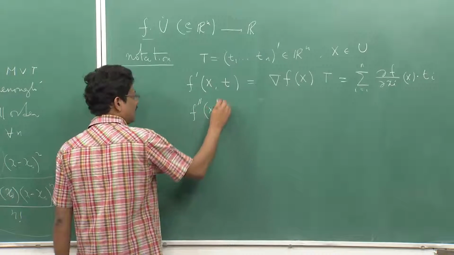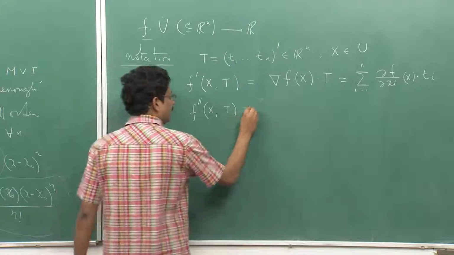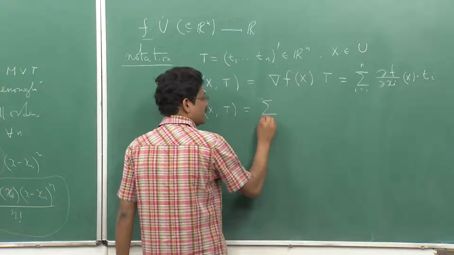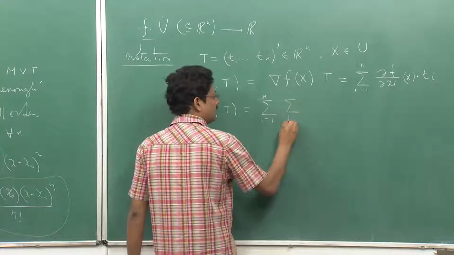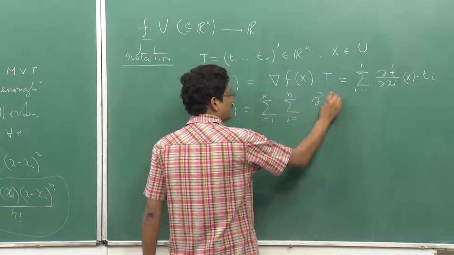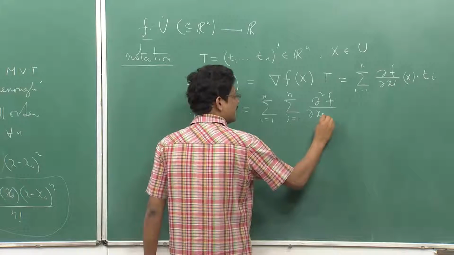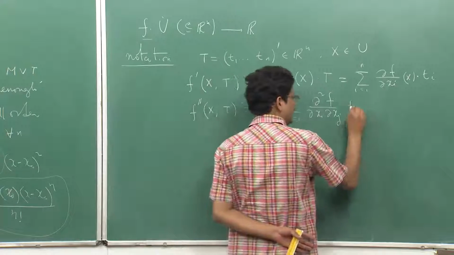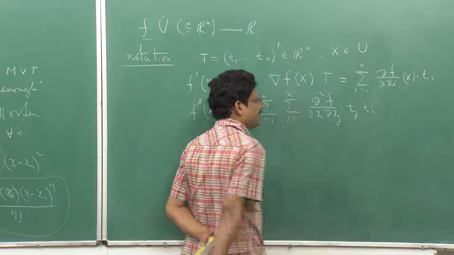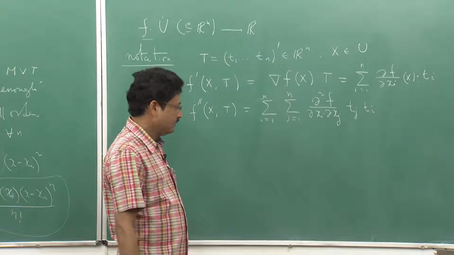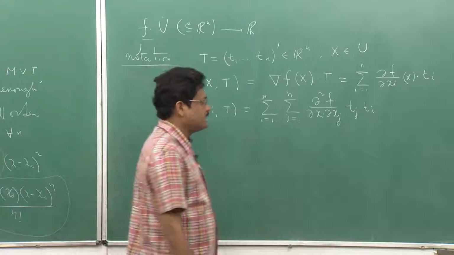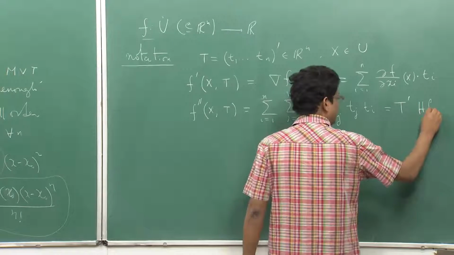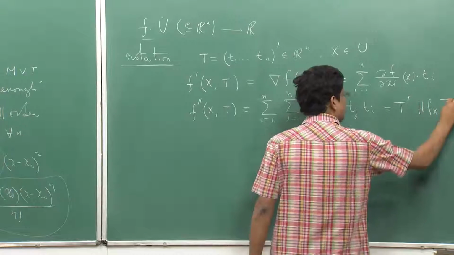Similarly, f double prime x, capital T, equal to, I write it in the summation form again and then you try to recognize what it is. Summation i equal to 1 to n, summation j equal to 1 to n, del square f del x i del x j, I am assuming everything exists of course, t j t i. This is notation for this thing, and if you recognize, this is actually t prime Hessian of f, which we have already introduced, at x, t.